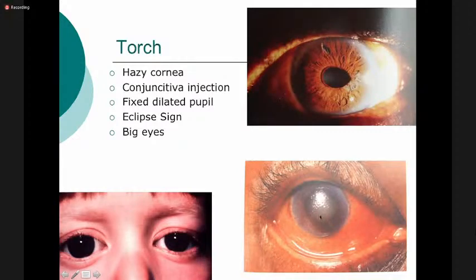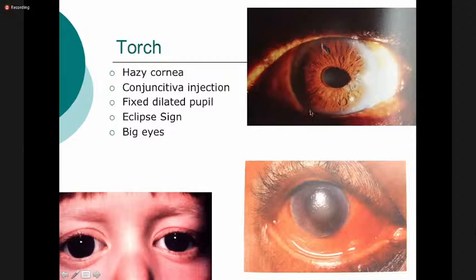We've talked about the cornea being hazy, especially in angle closure glaucoma. We've talked about red injected conjunctiva, also a fixed dilated pupil in angle closure. And also in angle closure, if you shine the light from the temporal aspect of the eye, there'll be a shadow that the iris casts on the nasal aspect. This is specifically in acute angle closure.